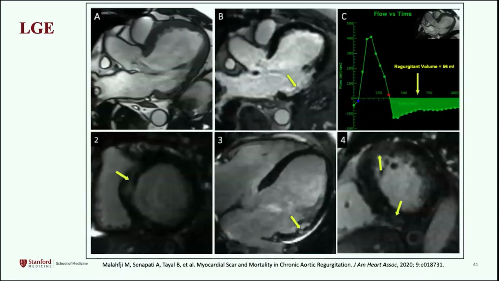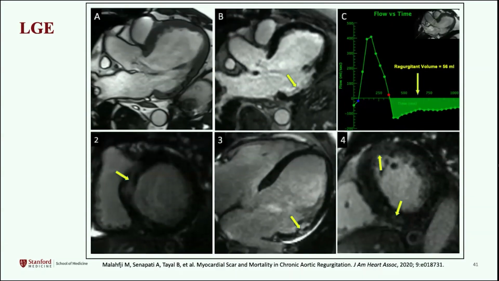Can we have additive prognostic information from our cardiac MRI in terms of characterizing the tissue? And the short answer is yes. So when we look at LGE in patients who underwent cardiac MRI for aortic regurgitation, we can see that about a third of patients have some LGE, and that in multivariable analysis, that scar was independently associated with death with a hazard ratio of 2.5.